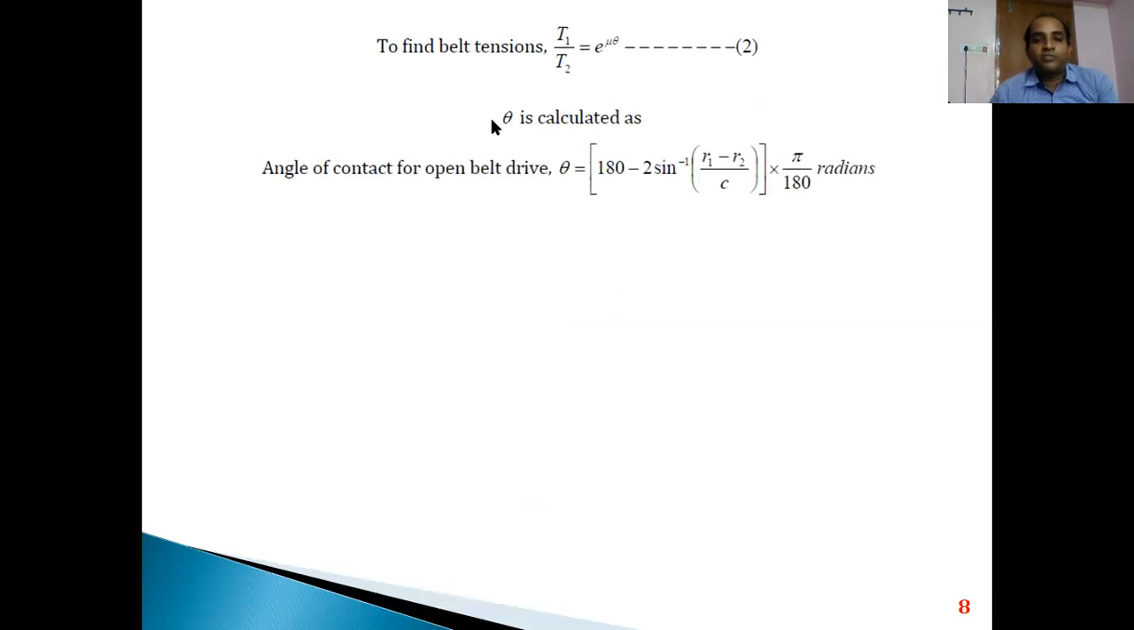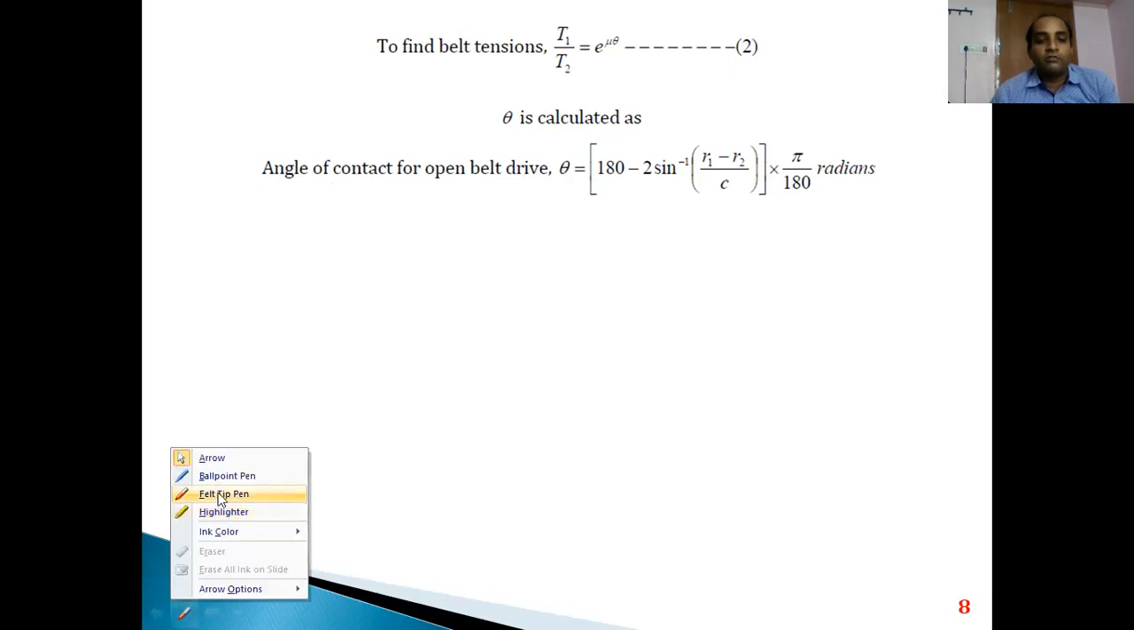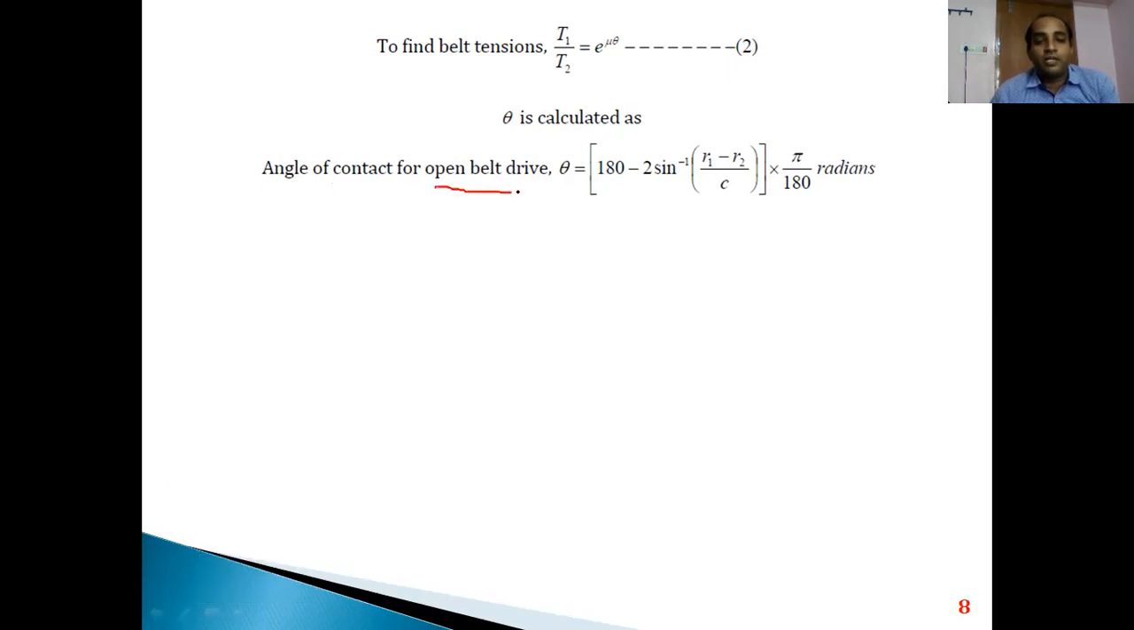Now we need to find the value of theta. How can we find it? Using our equation of angle of contact for which case? Open belt drive case. This is very, very important. In the previous session, in the discussion of the tension of belt drives, I had given how to find the angle of contact for both cases, open belt drive as well as cross belt drive. Now we are estimating for the open belt drive case.